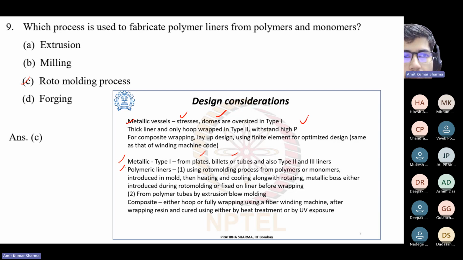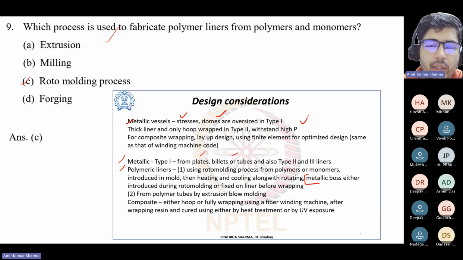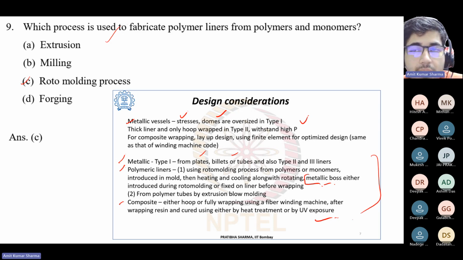So this is about this question. Introduction of mold, then heating and cooling along with rotating. Metallic boss is either introduced during roto molding or fixed on the liner before wrapping. This metallic boss is important because the joining should be perfect, otherwise there will be leakage. From polymer tubes by extrusion, blow molding, the composite either hoop or fully wrapping using a fiber winding machine. After wrapping, resins are cured either by heat treatment or by UV exposure. So these are the systems followed for the cylinder designs.